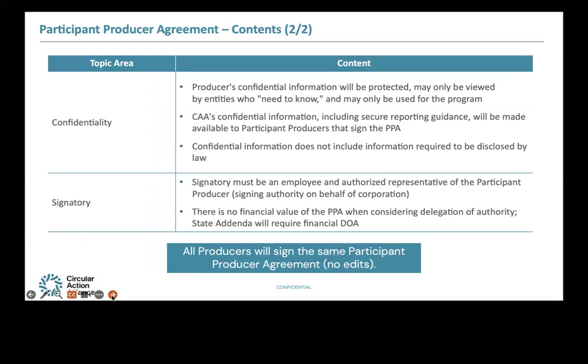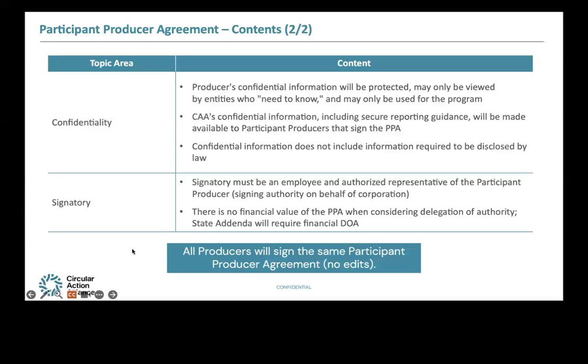Continuing on, the PPA also includes confidentiality and signatory clauses. So confidentiality: producers' information will be protected and may only be viewed by entities who need to know and may only be used for the program. So what does that mean? Some states require the PRO to share a list of company names that are registered producers, and we will provide that in accordance with the law. We will not share any competitive information externally. So that would include revenue or anything that would make us non-compliant with antitrust laws. Our IT systems are secure and we enforce restrictions on how any data is shared externally.